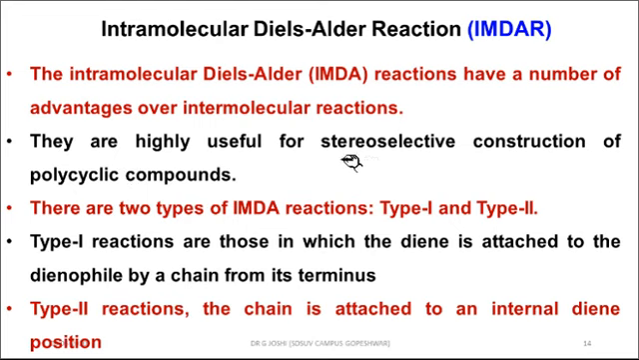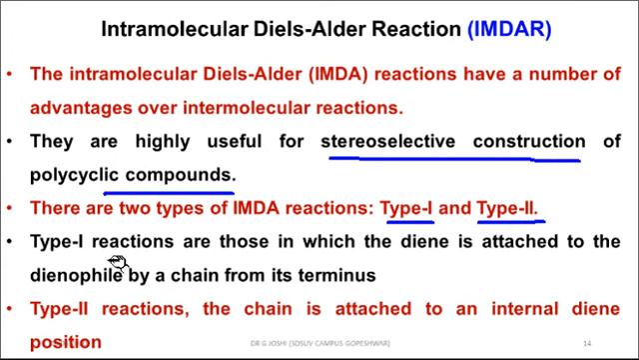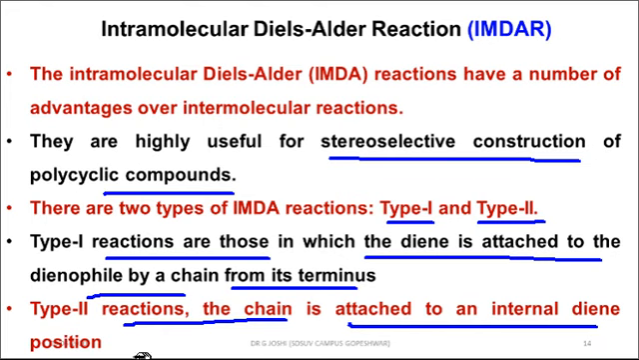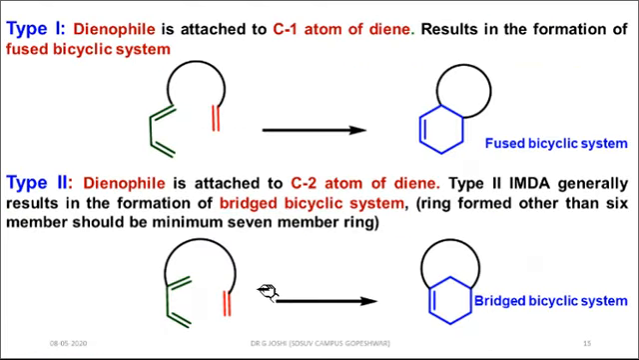These reactions are highly useful for the stereoselective construction of polycyclic compounds. The intramolecular Diels-Alder reactions are of two types, type 1 and type 2. Type 1 reactions are those in which the diene is attached to the dienophile by a chain from its terminus. In type 2 reactions, the chain is attached to an internal diene position. Let's see how it happens.